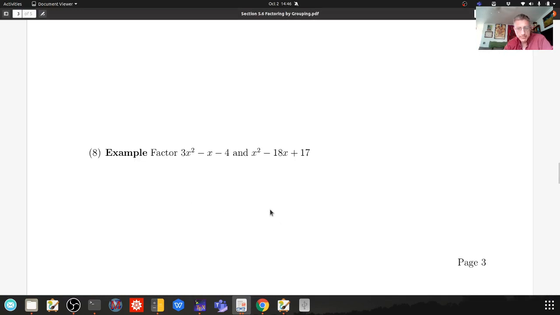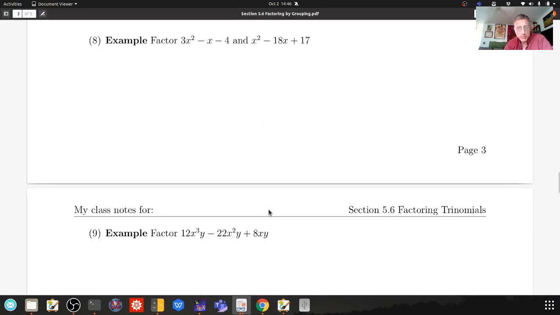Okay. X squared minus 18x plus 17. We already did that, so let's just look at, that's a monic polynomial. How did it get in there? I don't know. Maybe I mistyped it. Let's just do 3x squared minus x minus 4.